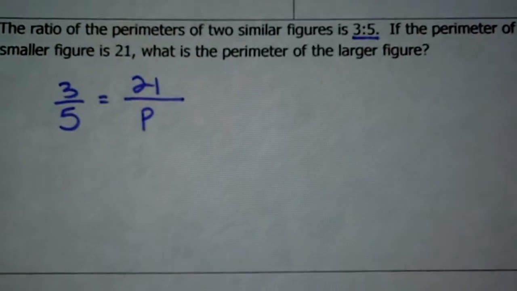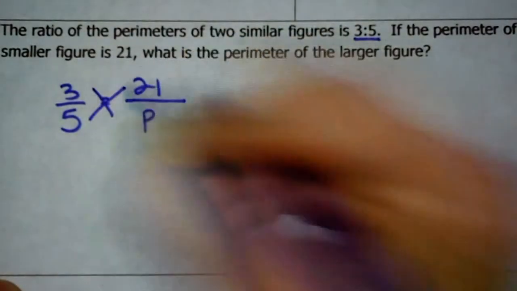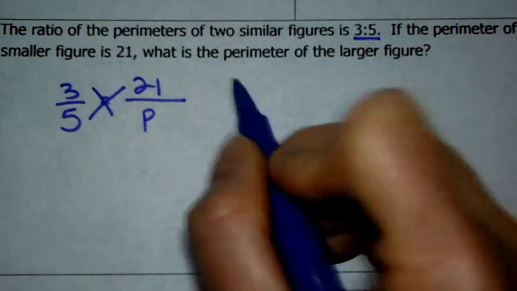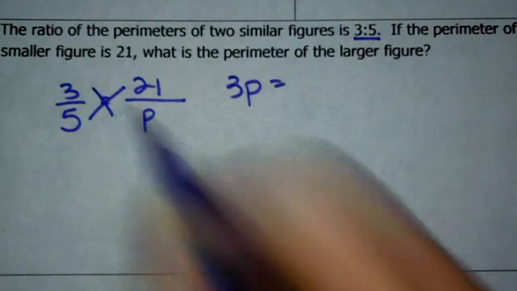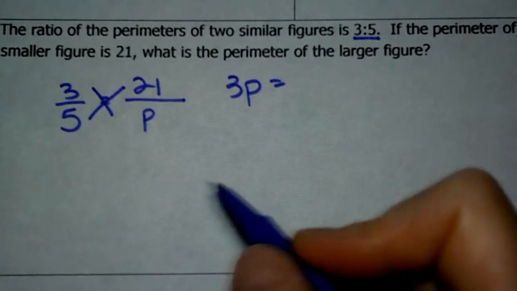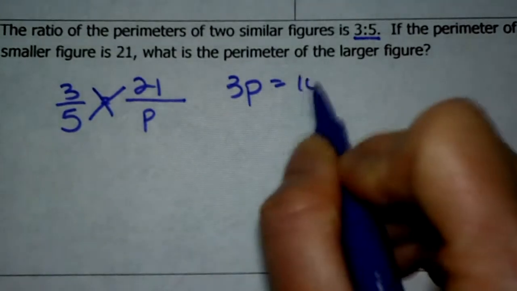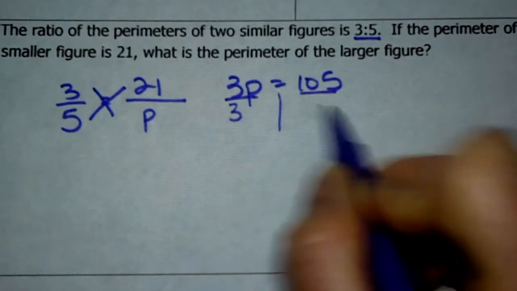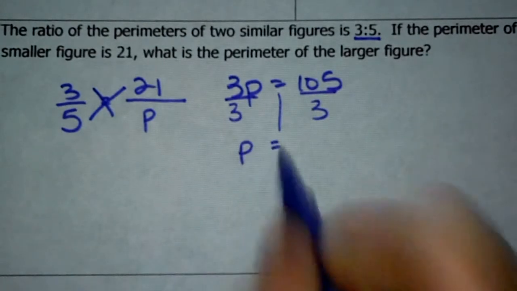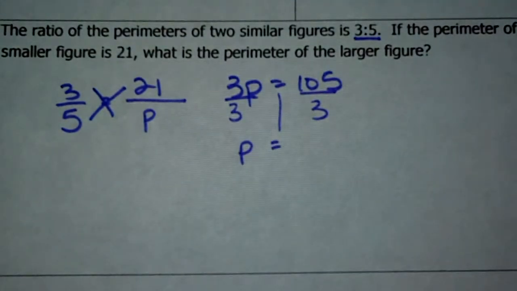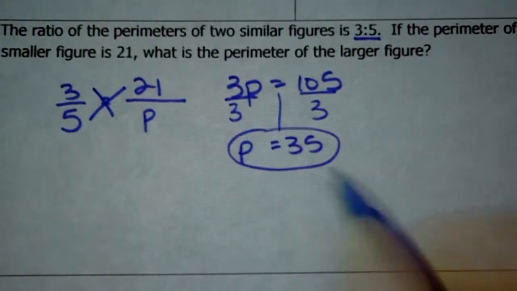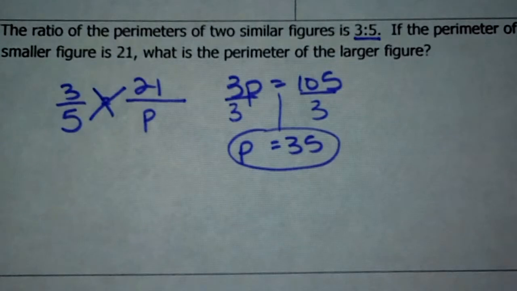You know what to do with this, right? We're going to use cross products right here to set up a one-step. So 3 times P, I'll set it up over here, is 3P. And when you take 5 times 21, you get 105. Now all we need to do is get rid of the 3, so P can be by itself. And we're left with 105 divided by 3, which is 35. So the perimeter of the larger figure would be 35.